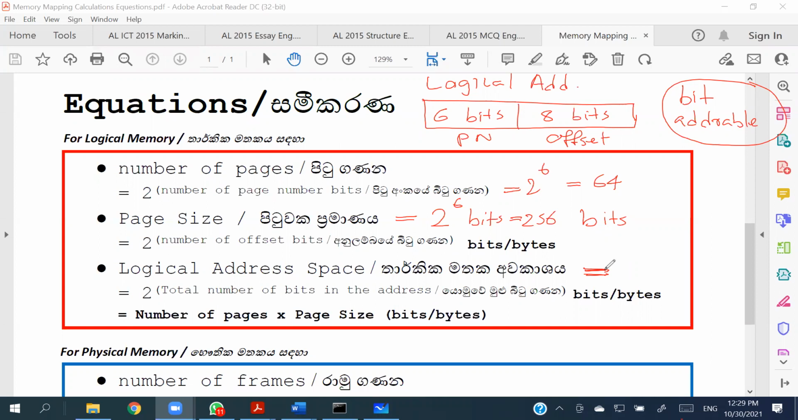What should the maximum memory size be? You take the total number of bits. Nikini, what is the total of 6 plus 8? So it's going to be 2 to the power of that number. Yes, Sachintani, that is correct. It's 2 to the power 14, because 6 plus 8 gives 14. The unit is bits. Okay. So the least address, the very first address, what is it?